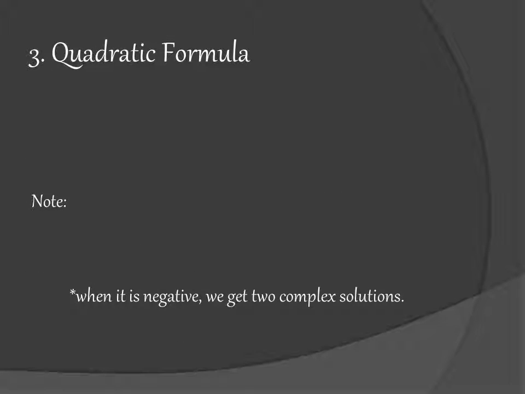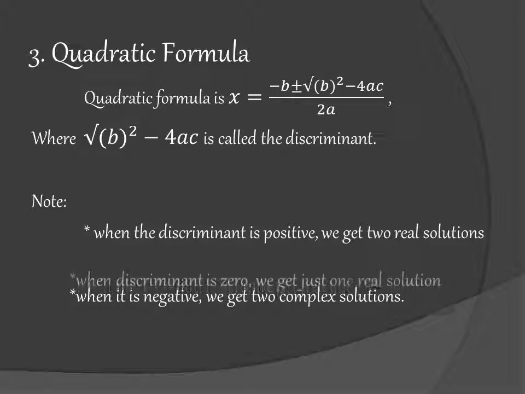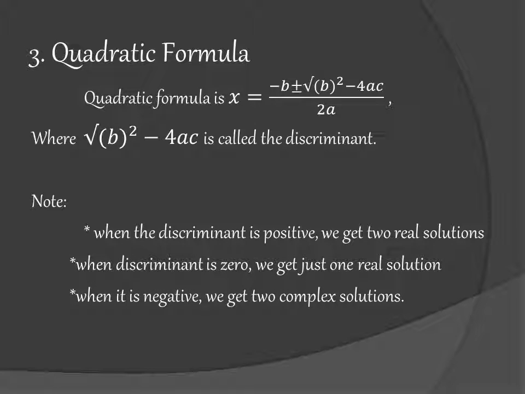The third way to find the root of a quadratic equation is by using the quadratic formula. The quadratic formula is x is equal to negative b, positive and negative, square root of b squared minus 4ac over 2a, where the square root of b squared minus 4ac is called the discriminant. Note that when the discriminant is positive, we get two real solutions. When the discriminant is 0, we get just one real solution. And when it is negative, we get two complex solutions.